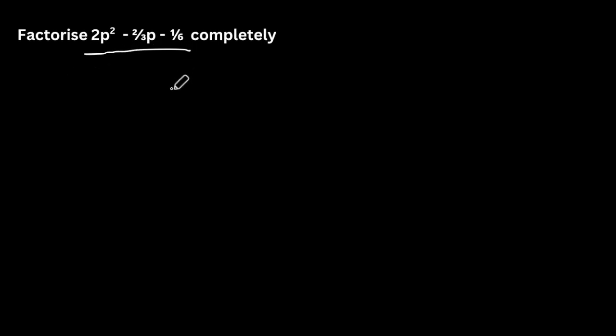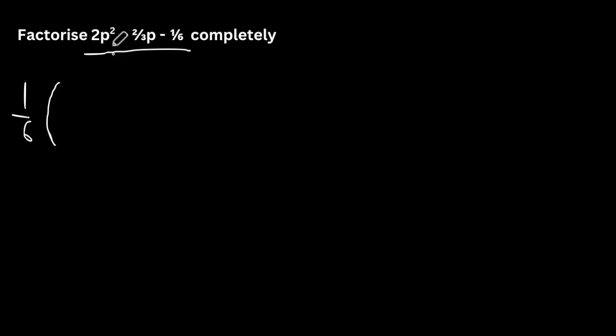So 2p squared minus 2/3 p minus 1 over 6. Let's factorize this completely. So you see, there are so many fractions here, and fortunately there are some similarities in this fraction, so we can group it accordingly and find the lowest common denominator. But otherwise fractions are just a little bit more complicated to work. So let's take out the 1 over 6.